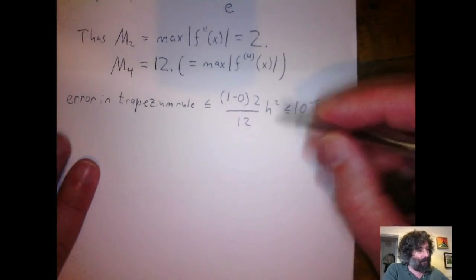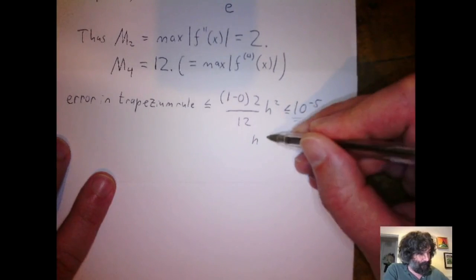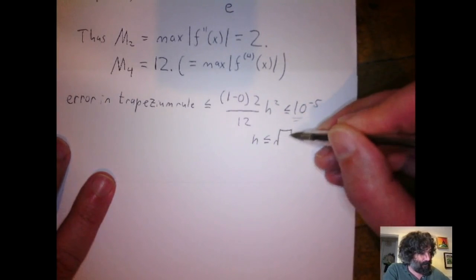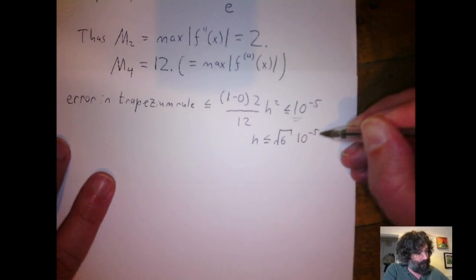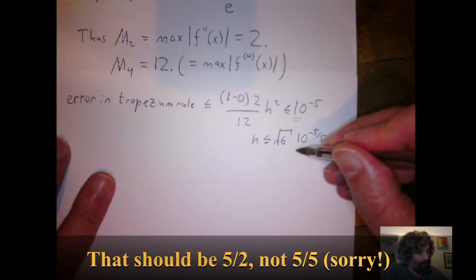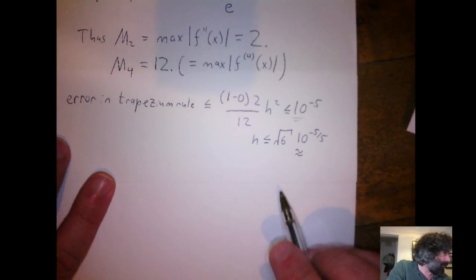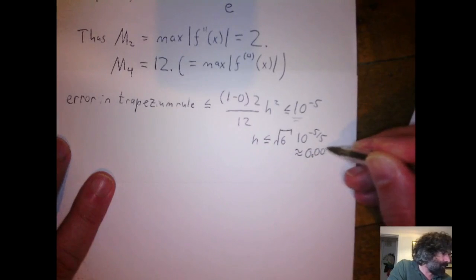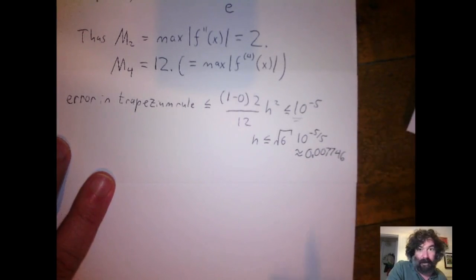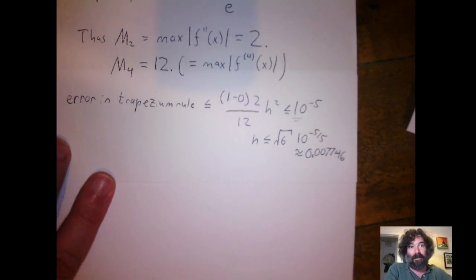Okay, and so we can see how small h has to be in order to get that. I'd have to have h less than or equal to the square root of 6 times 10 to the negative 5/2. Multiply 6 to the other side and take the square root. And this is approximately, I've worked it out here, 0.007746, rounding to 4 significant figures. So h has to be less than or equal to this number in order to get the size of error we want in the trapezium rule.